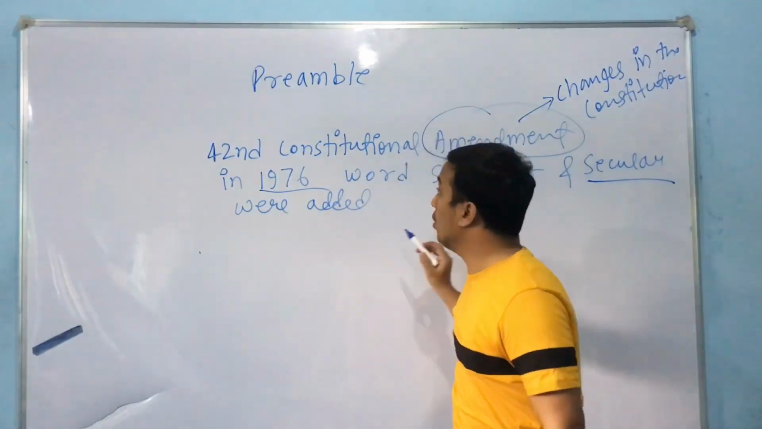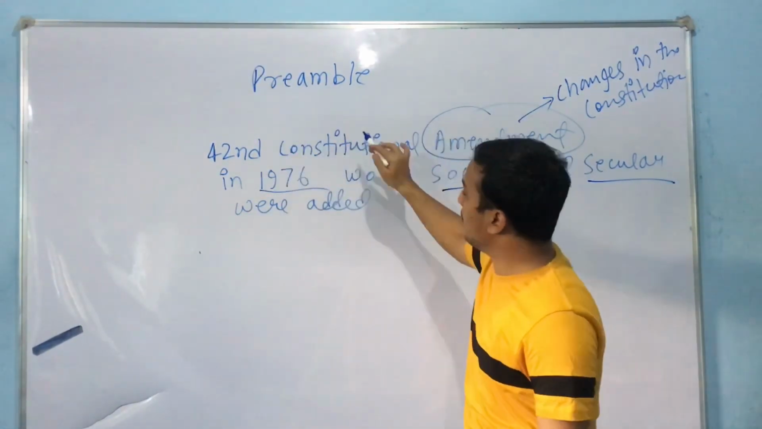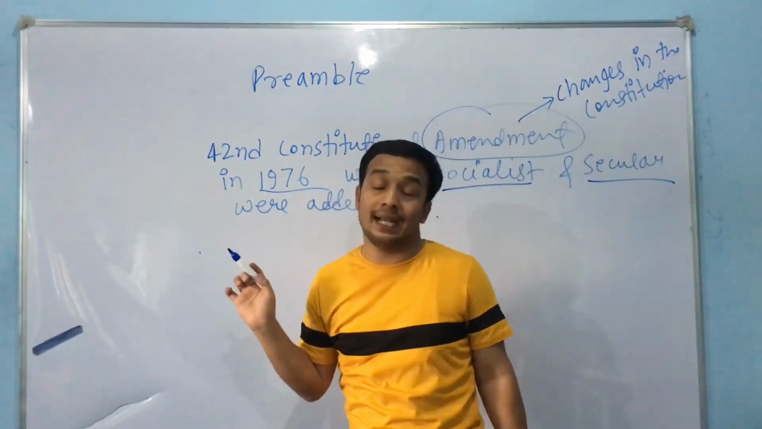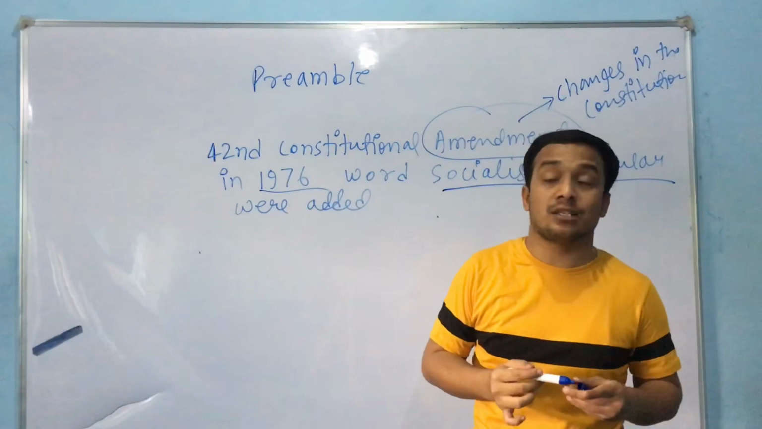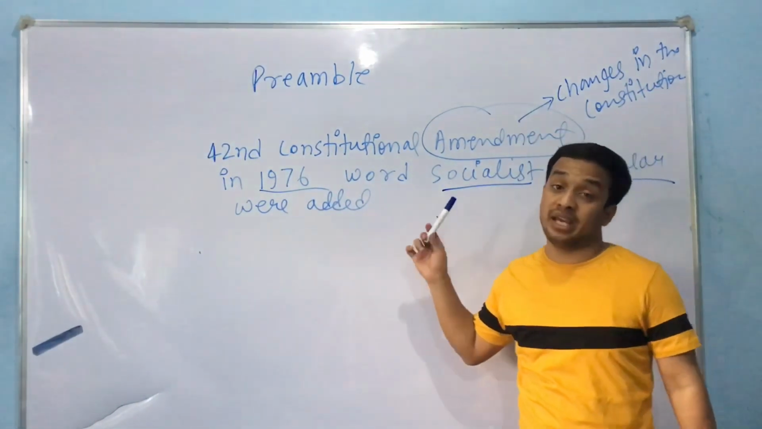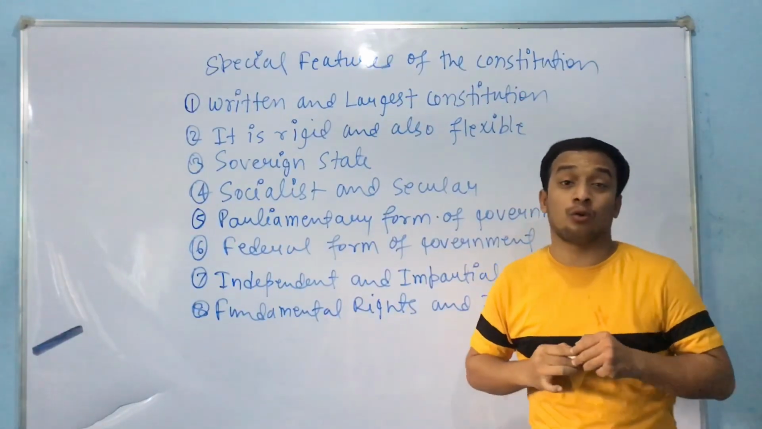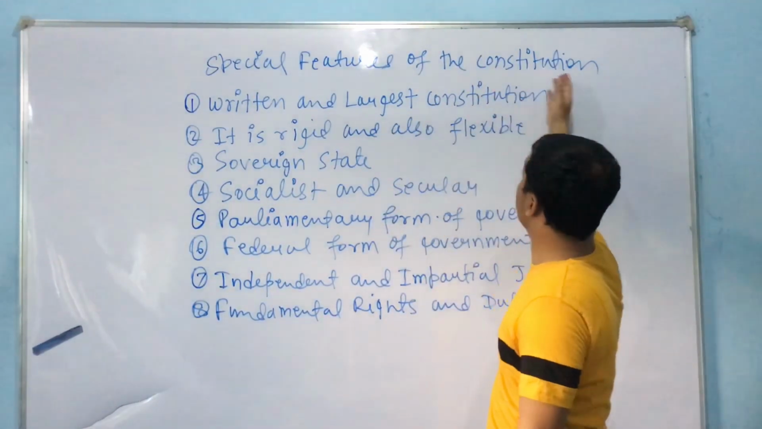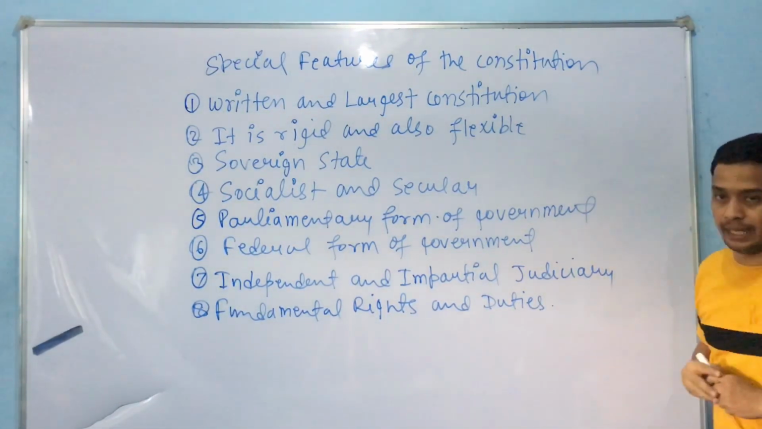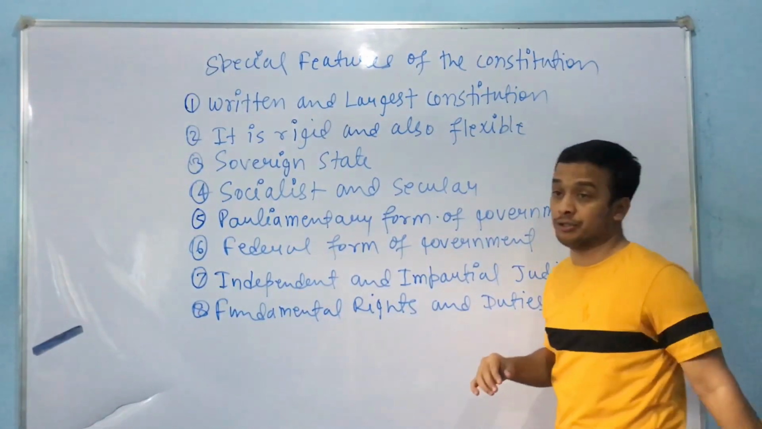Got it? So in preamble, basically the words socialist and secular were added in 1976 through the 42nd constitutional amendment. ये आपको ध्यान में रखना है। Now next we are going to study about the special features of the constitution. अब हम features of the constitution पढ़ेंगे। What are the different features of the constitution?